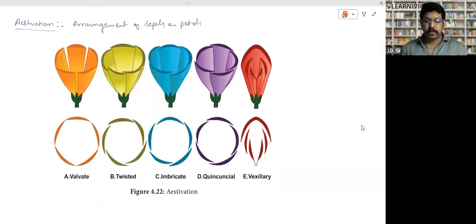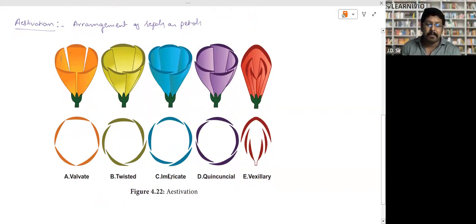What is estivation? The first one: if the petals are arranged this way, we will represent them in this way. They are all in polypetalous condition, their margins are free. If their margins are just touching each other, this is called valvate. This one is called twisted. In twisted, one end will be covered and another end will be free.